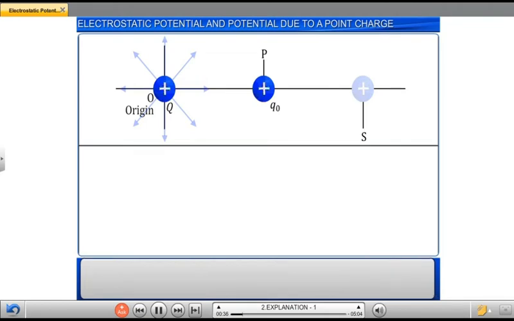Since the force on charge Q0 due to any static charge configuration is F equal to Q0 E, the work done will be proportional to Q0. We can say that W is equal to a constant K into Q0, or the quantity W by Q0 is equal to K. Therefore, the resultant quantity obtained is independent of Q0.